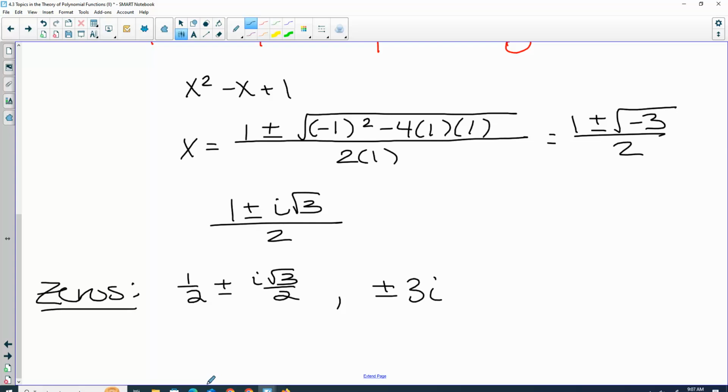And I don't care if you put plus or minus or if you list them separately. Either is fine. Let's try another one of those.